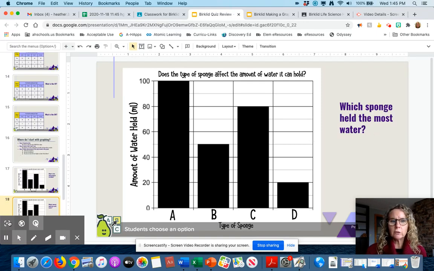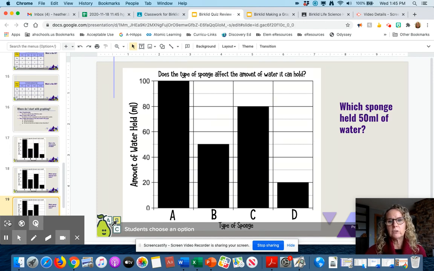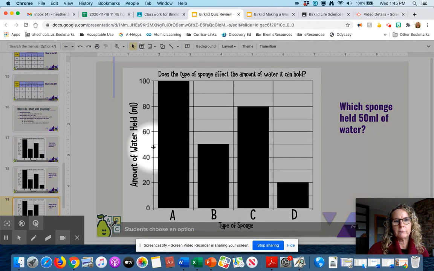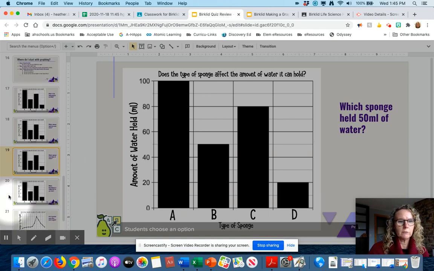So which sponge, according to this graph, held the most water? Type sponge A, B, C, or D? The correct answer there would be A. Okay. Which sponge was able to hold 50 milliliters of water? You can go over here, find the 50 milliliter mark and then go across, and you can see that sponge B is the one that can hold 50 milliliters.